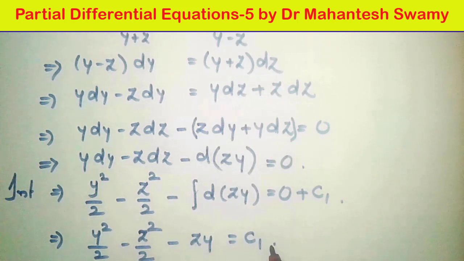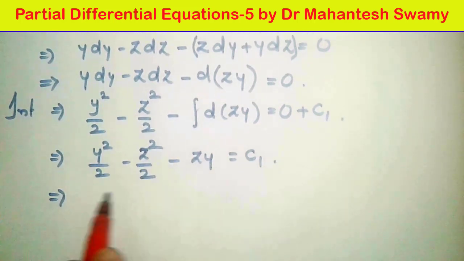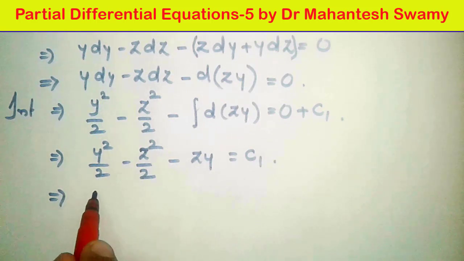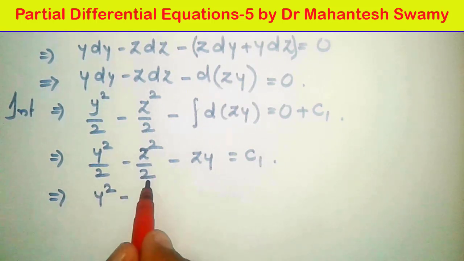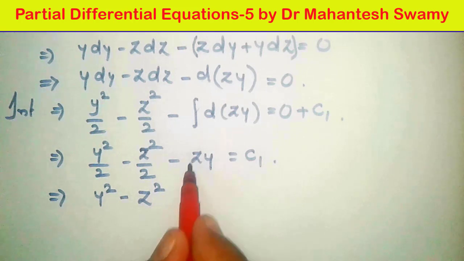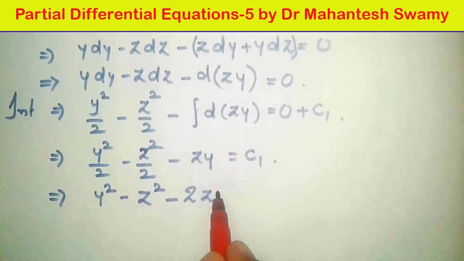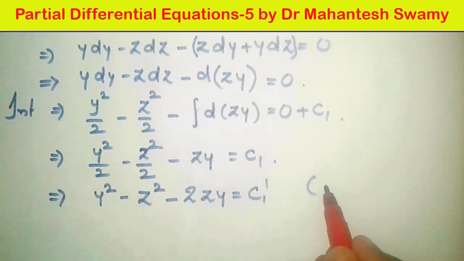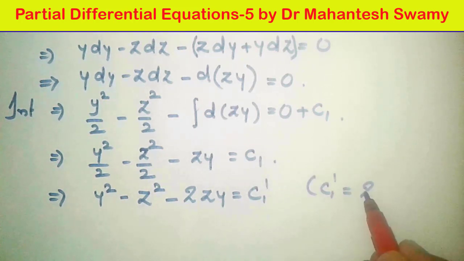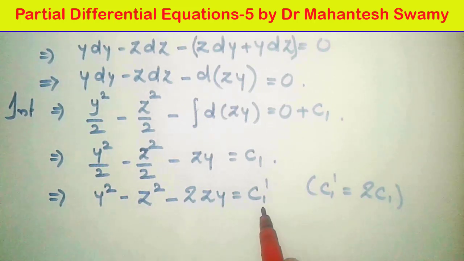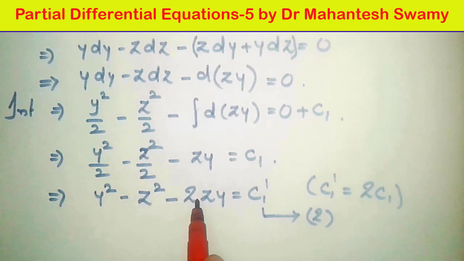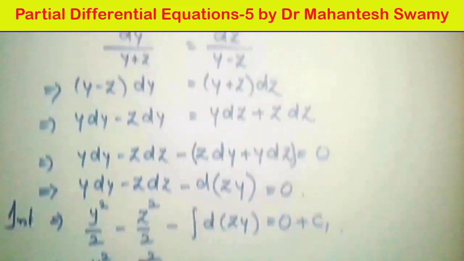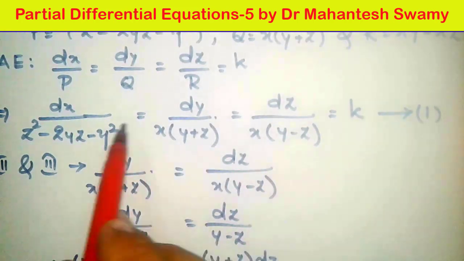Now let us multiply throughout by 2, and when we multiply throughout by 2, 2 cancels, it is y square, minus 2 cancels, it is z square, here it is minus 2zy equals 2c1, which can be written as c1 dash, where c1 dash stands for 2 into c1. So let us call this equation number 2. So this is the first solution which we have computed for the given auxiliary equation 1.